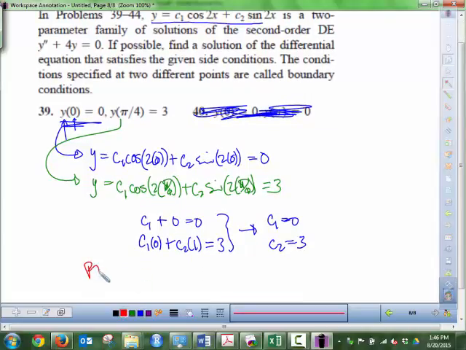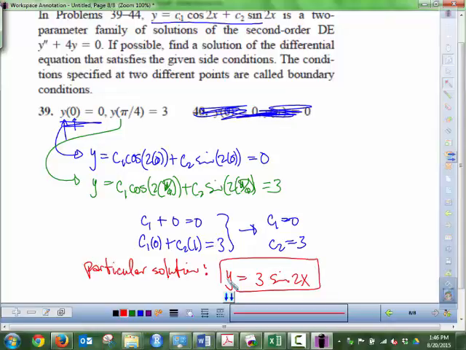So the particular solution. I should spell things out first before you get used to my handwriting. Particular solution is going to be y is equal to C1, which was equal to 0, right? Should we write that or just leave it? And then C2 is equal to 3, so that's 3 sine 2x. So the particular solution to this boundary value problem is y is equal to 3 times sine 2x.